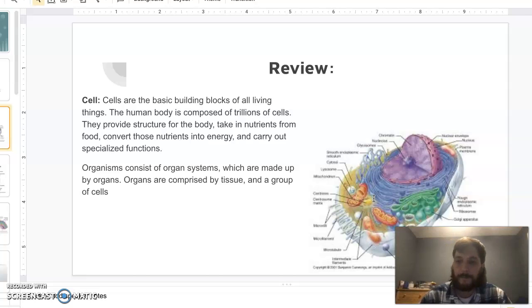So on the right here we have a picture of an animal cell, which is what we're mostly going to be going over today. And inside you see all these different things. These are called organelles. And that's probably the big thing that we're going to be taking out of this lesson, all the different organelles and their given function.